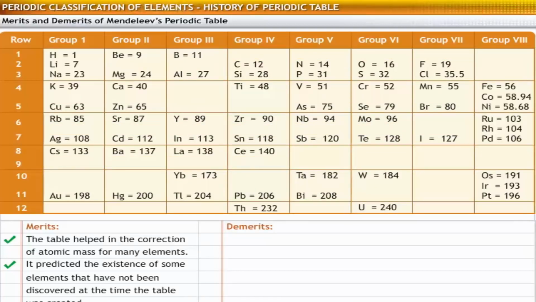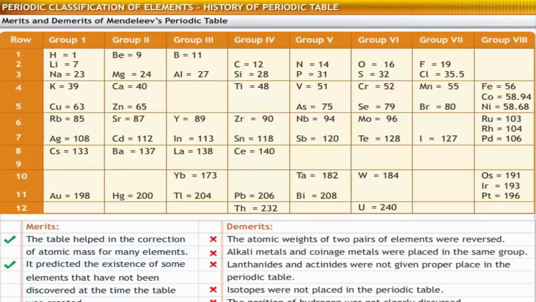Because of its merits, the periodic table is widely accepted as a system of classification. However, it did not achieve complete success because of some demerits. The table had some inaccuracies. For example, the table reversed the atomic weights of 2 pairs of elements. A. Iodine, with atomic weight 127, came after tellurium, with atomic weight 128. B. Nickel, with atomic weight 58.68, came after cobalt, whose atomic weight is 58.94.